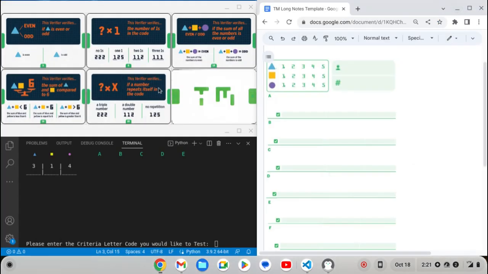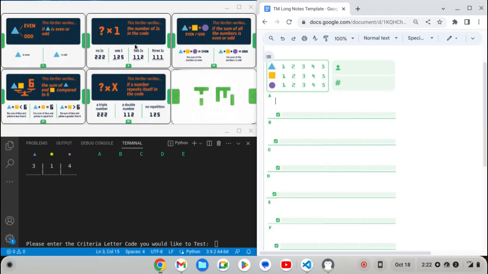So in the grid above, we've got our 5 criteria cards. On the top row, we've got criteria card A, criteria card B, and criteria card C. On the bottom row, we've got criteria card D and criteria card E. So criteria card A takes a look at our first digit, the triangle digit, and the Turing machine will let us know whether its value is either an even digit or an odd digit.